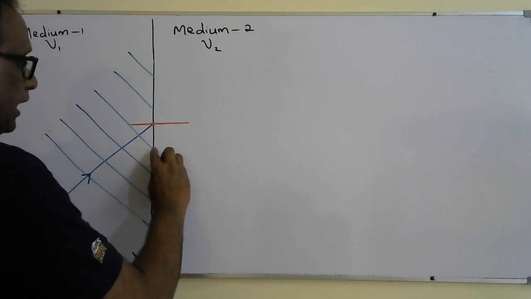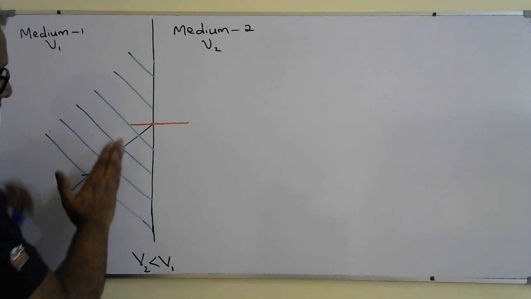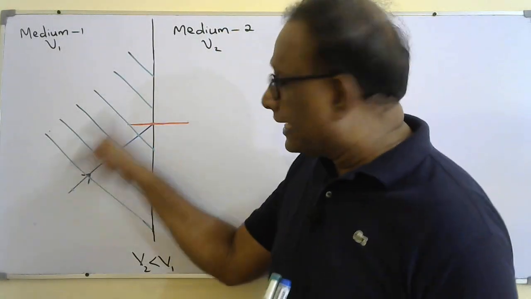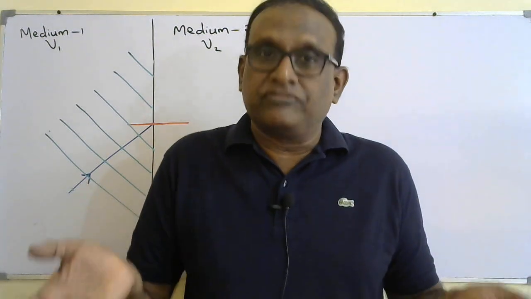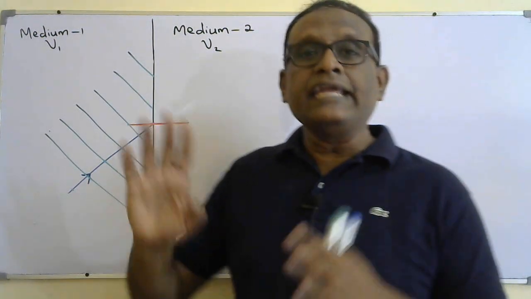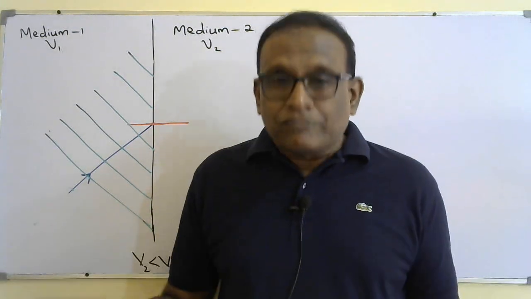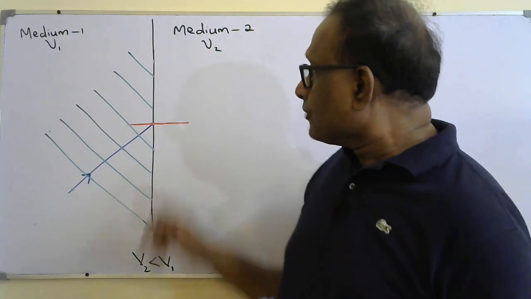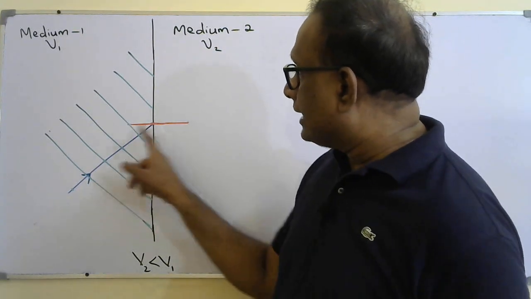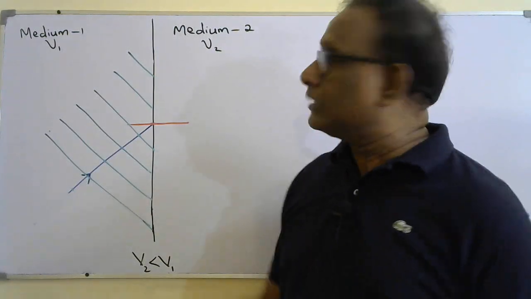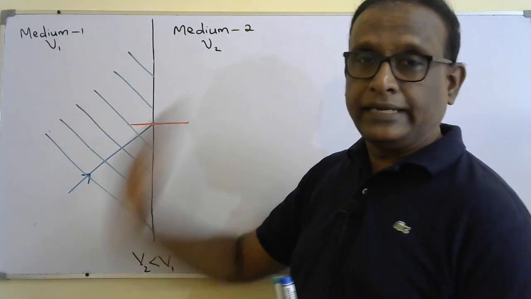So what happens? Imagine the wavefronts; the gap between the wavefronts indicates the wavelength. I already told that in my first lesson. The blue color line is the ray. A ray indicates the direction of wave motion. The red color line is the normal to the boundary. The black color vertical line is the boundary between the two media, medium 1 and medium 2.